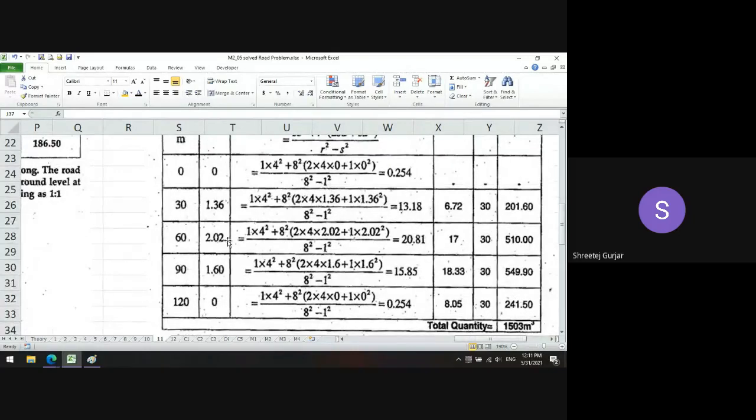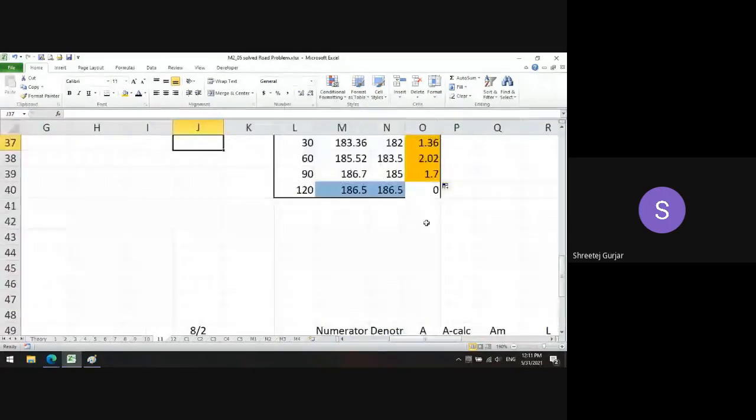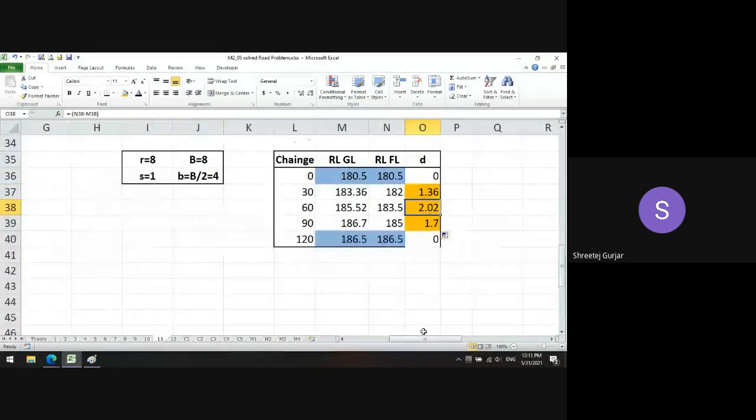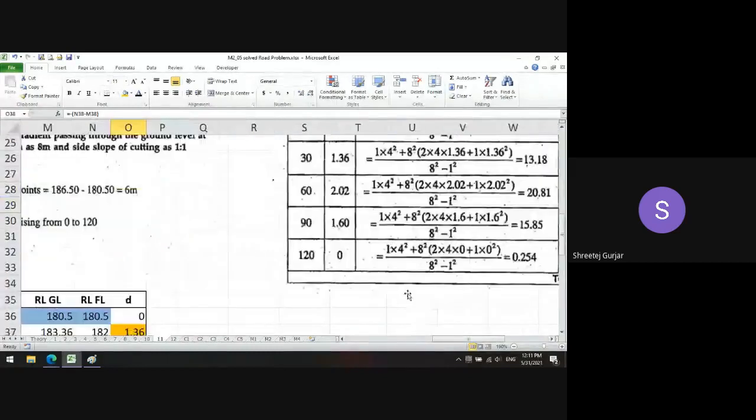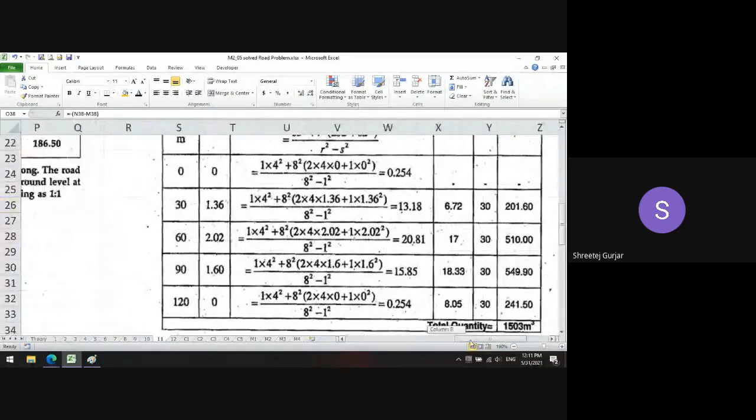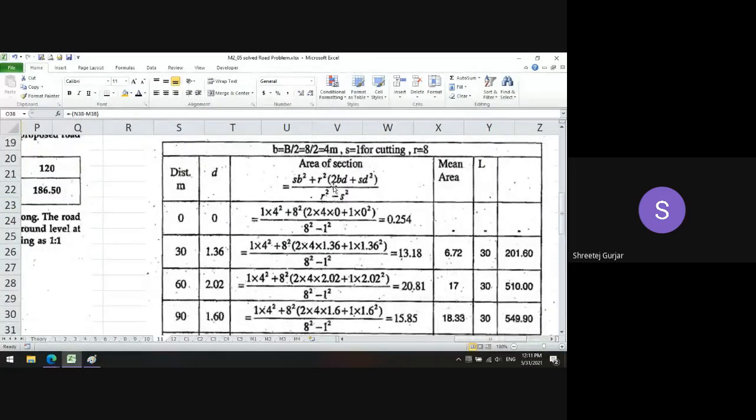So similarly, you can calculate this part at your 60. D is 2.02, right? We have calculated here 2.02. So you can substitute directly in this tabular column, and you can calculate. No need of calculating separately, like SB squared, then calculating this term separately, then the numerator separately, and then the calculation of your total area. So do not do that. Directly substitute in your calculator and find out your area.